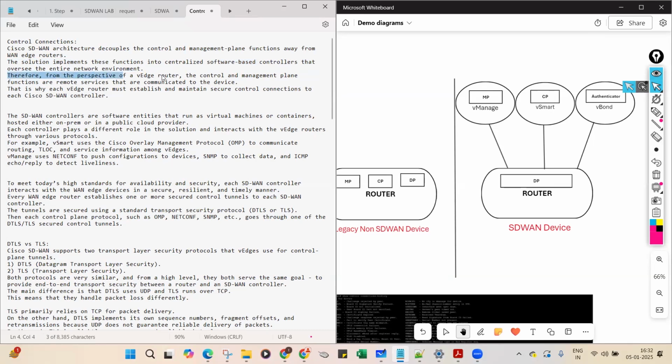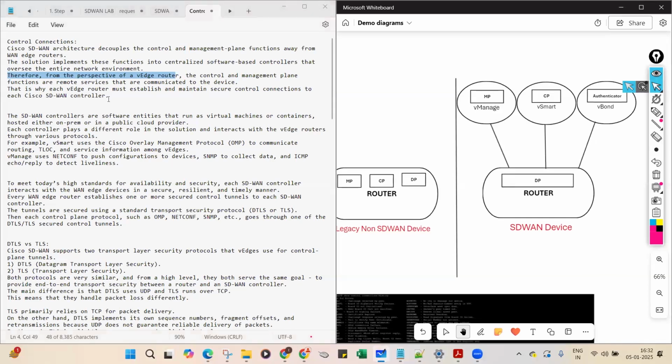Therefore, from the perspective of the vEdge router, the control plane and the management plane functions are remote services that are communicated to the devices. So the control plane functions and the management plane functions are remote functions now. That is why each managed router must establish and maintain secure control connections with each SD-WAN controller. As we discussed, each router should form a DTLS tunnel with the controller to get this necessary information.